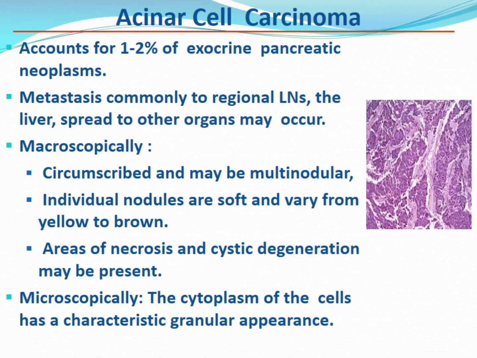Acinar cell carcinoma, it accounts for 1 to 2% of exocrine pancreatic neoplasm. Metastases commonly occur to the regional lymph nodes, the liver, and other organs. Macroscopically, acinar cell carcinoma is circumscribed and may be multinodular. The individual nodules are soft and vary from yellow to brown. Areas of necrosis and cystic degeneration may be present. Microscopically, the cells of the acinar cell carcinoma have a characteristic granular appearance.